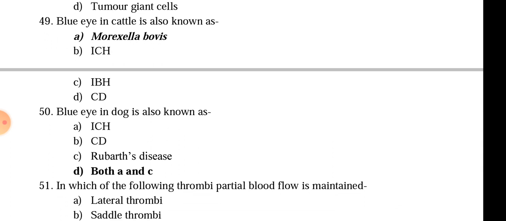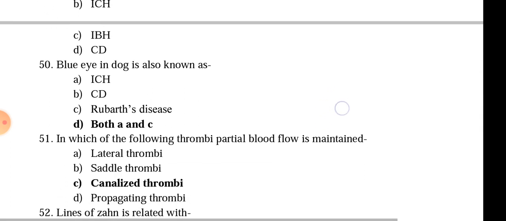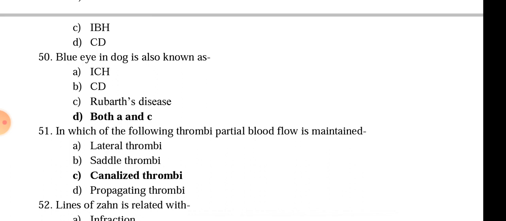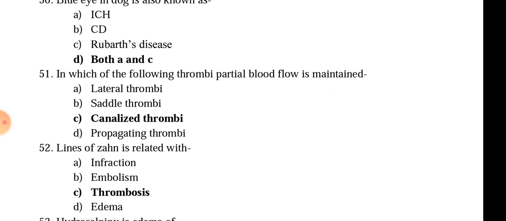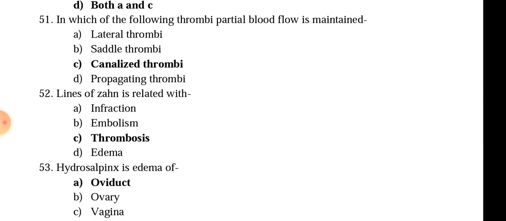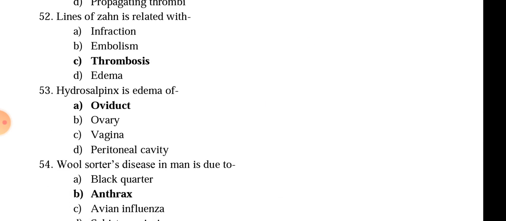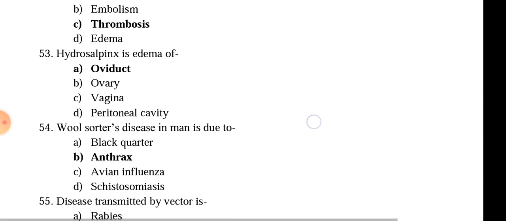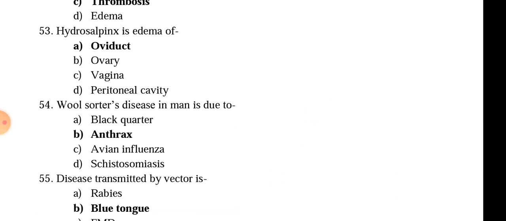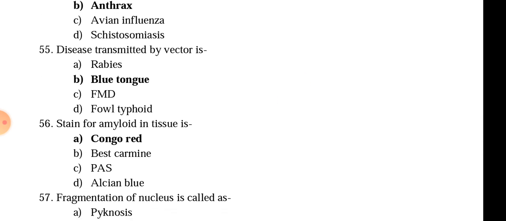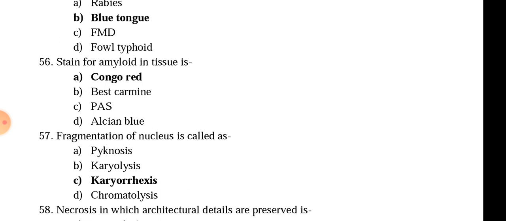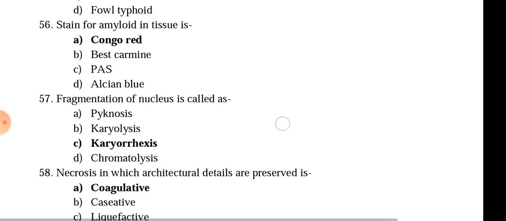In which of the following thrombi is partial blood flow maintained? Canalized thrombi have partial blood flow. Lines of Zahn are related to thrombosis. Hydrosalpinx is edema of the oviduct. Wool sorters' disease is another name for anthrax. A disease transmitted by a vector is bluetongue, or cyanotic tongue, a viral disease. The stain for amyloid is Congo red. Fragmentation of the nucleus is called karyorrhexis.